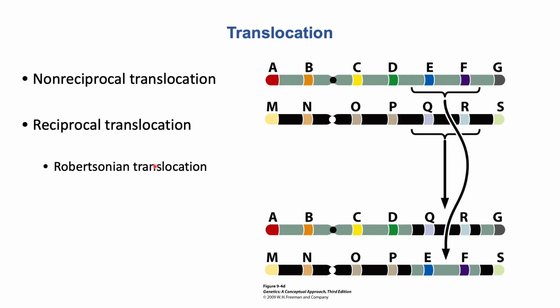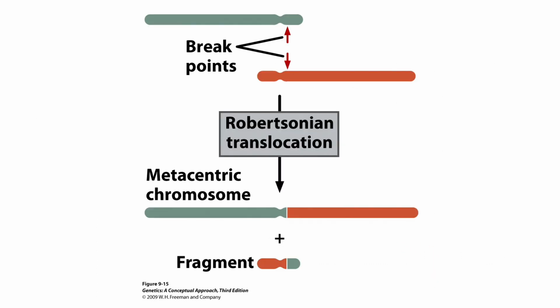The next type of rearrangement is translocation. So reciprocal translocation is when part of one chromosome is exchanged with a different chromosome. So you could see 2 different chromosomes here, and you can see that a part of this, the QR segment from this chromosome, has been exchanged with the EF segment of this chromosome. So you could see that these 2 chromosomes have been translocated.